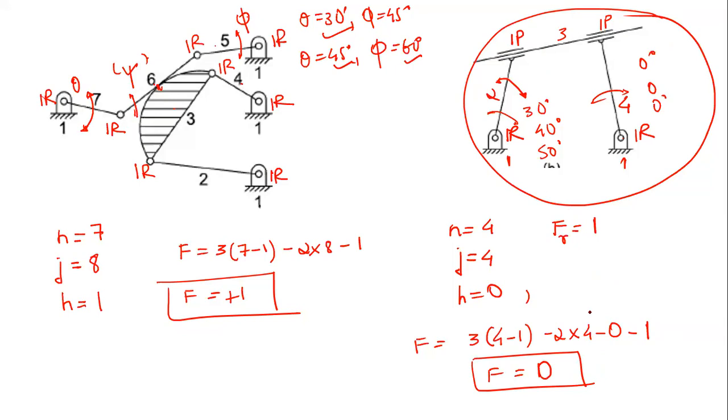Hello, sir. I have one doubt. Ask. Sir, in this question, if we do anything on the second and fourth link, there wouldn't be any effect on the third. So shouldn't FR be equal to 2, because links 2 and 4 are both not imparting any motion to the third link? Right. So that's why the degree of freedom is 0.